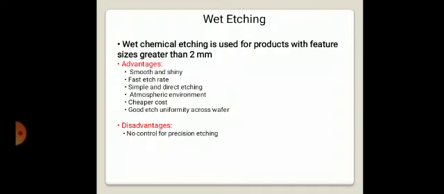Fine. The next is the disadvantage of wet etching. The main disadvantage of wet etching is that there is no control for precise etching. This is not a precise method, and the dry method, which we will discuss in the next slides, is comparatively more precise than wet etching.